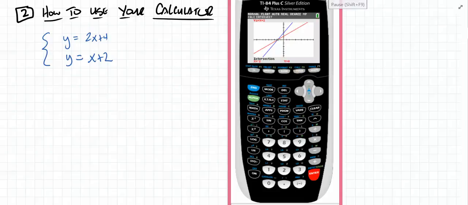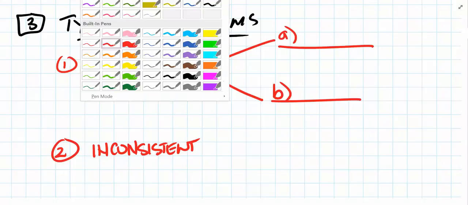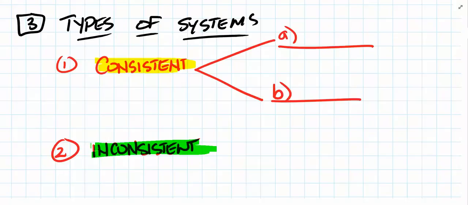Okay, ladies and gentlemen, here we go. Let's talk about types of linear systems that we are going to encounter in this section of our Algebra 1 study. There are two types of systems that we need to concern ourselves with. The first type is called a consistent system. The second type is called an inconsistent system. So that's our first order of recognition, whether or not we have a consistent system or an inconsistent system. Consistent means that there's an answer. Inconsistent means that there is no answer. We're going to talk about that more in a little bit.